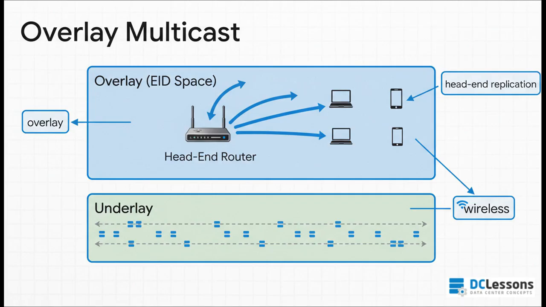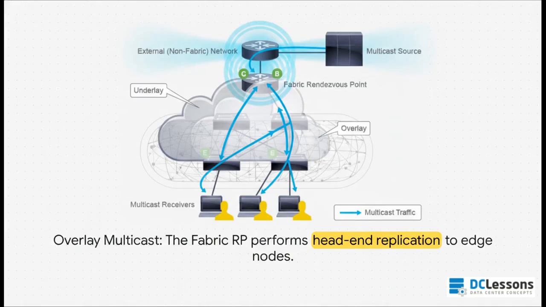All the multicast smarts live in the virtual network, the overlay. This means that a single device, your head-end router, is now responsible for handling all the replication. Now take a look at this traffic flow. It's a totally different picture, right?